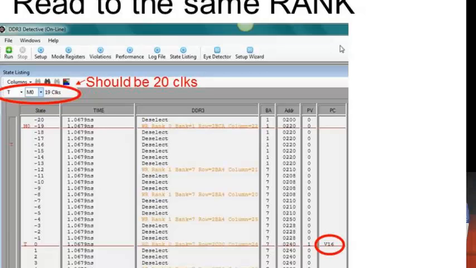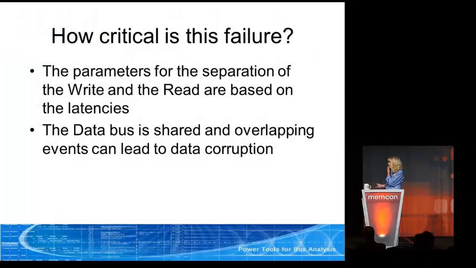So why is this critical? Well, the parameters for the separation of the reads and writes are based on the latencies. The data bus is shared, and overlapping of the events can lead to data corruption. Now, when we're running in the wild, at the customer site, we don't know exactly what the data pattern should be. But we do know when we see a system crash. And like Jenny showed in hers, we can work from the crash backwards. Now we can actually see if any of these violations ever occurred.